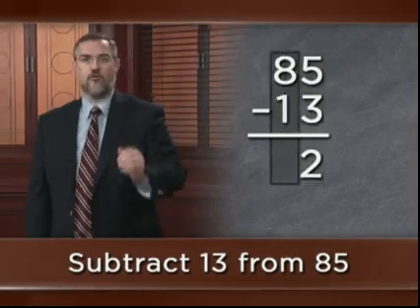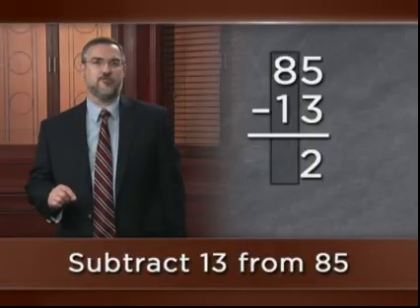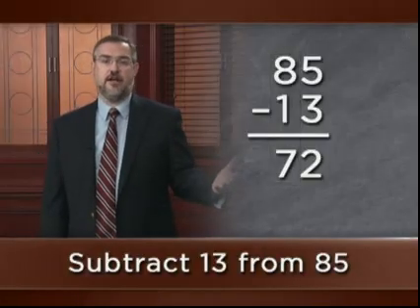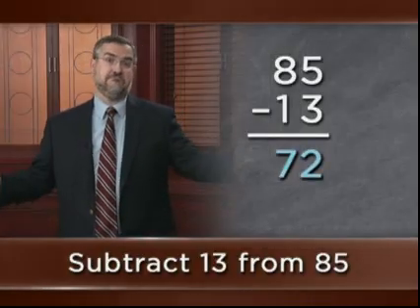Now we work our way over one column and we see 8 minus 1, which is 7. And so we're going to write a 7 under the 1. And we're done. We just read off the answer. It's 72. That's it. Isn't it neat to see how the steps involved in subtraction have a lot of things in common with the steps for addition?